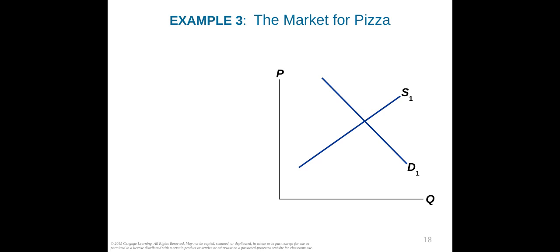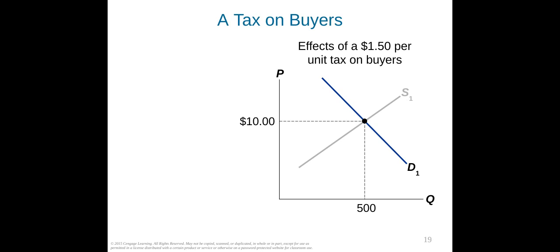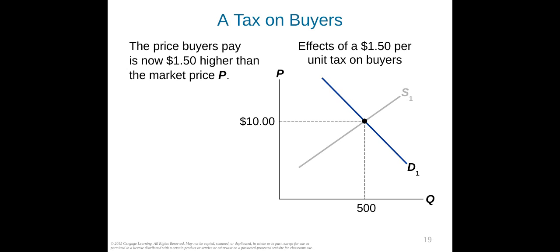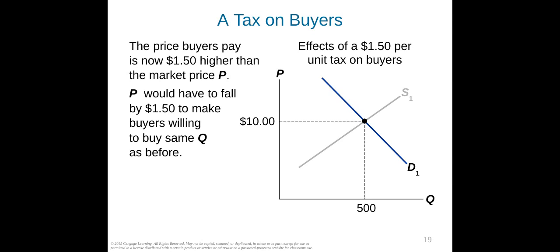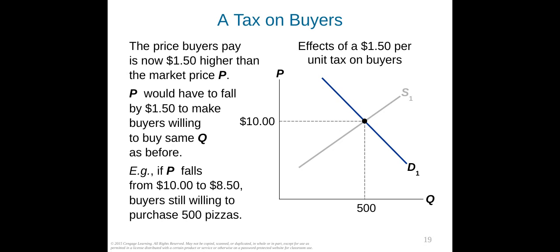All right, so let's look at the supply and demand for the market of pizza. If the government is not involved and there's no tax, we would see $10 being the market equilibrium price and 500 pizzas being the market equilibrium quantity. But let's assume that the government puts a $1.50 tax on the buyers. If they were to do that, the buyers would now pay $1.50 higher than the market price. However, if the producers wanted the buyers to still buy 500 pizzas, they would have to drop the price of the pizza to $8.50.